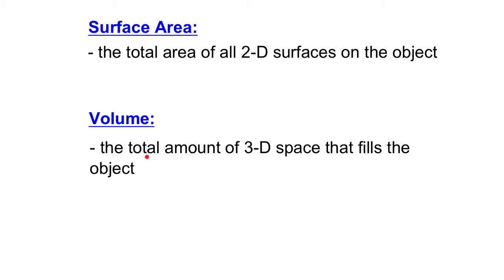Whereas volume is the total amount of 3D space that fills the object. So this would be how much total space is inside the box, whereas surface area is how much wrapping paper goes on the outside. Okay, so that's just the distinction between surface area and volume in case you have forgotten.